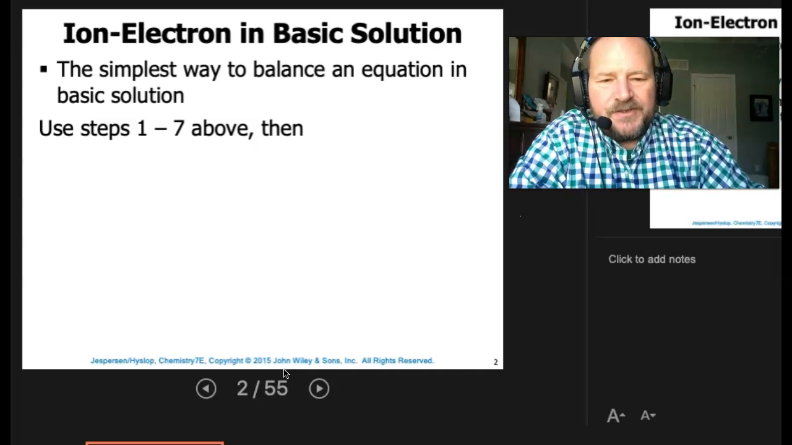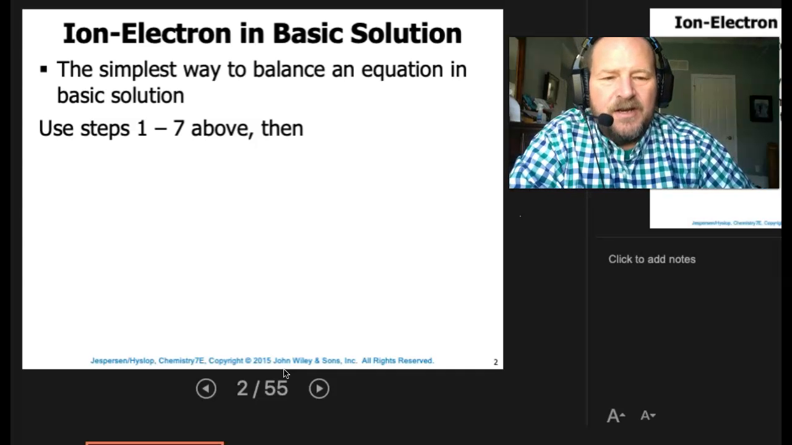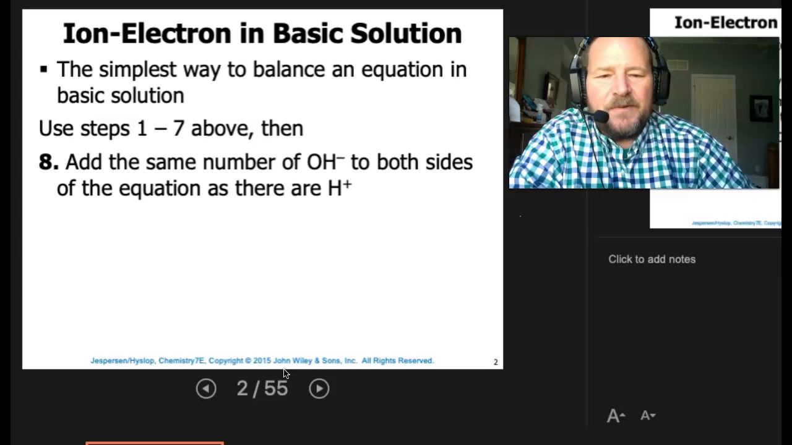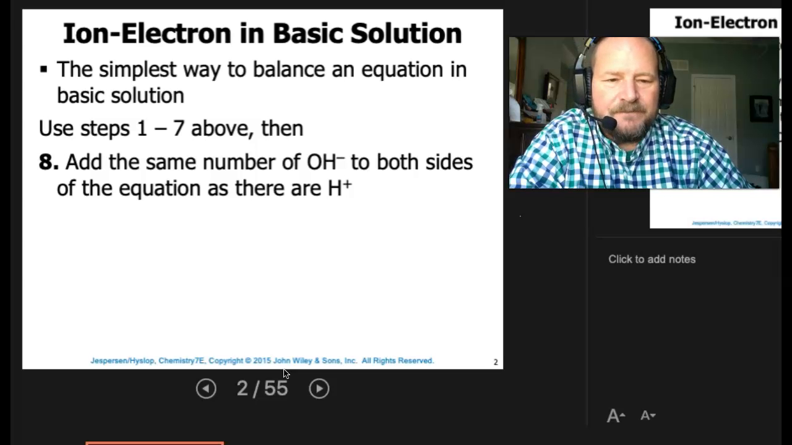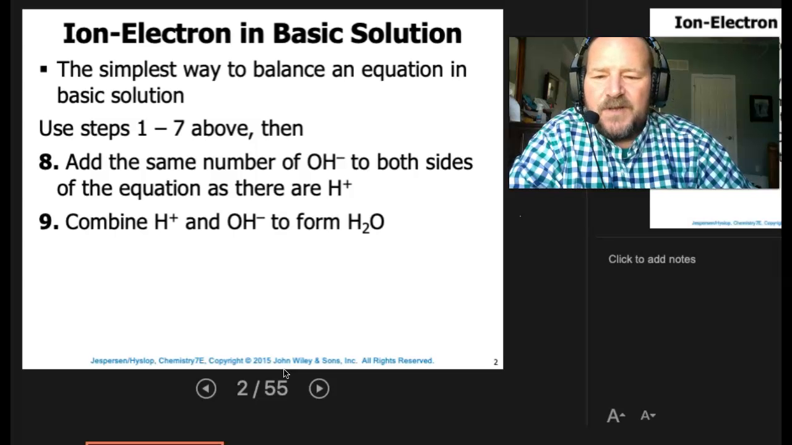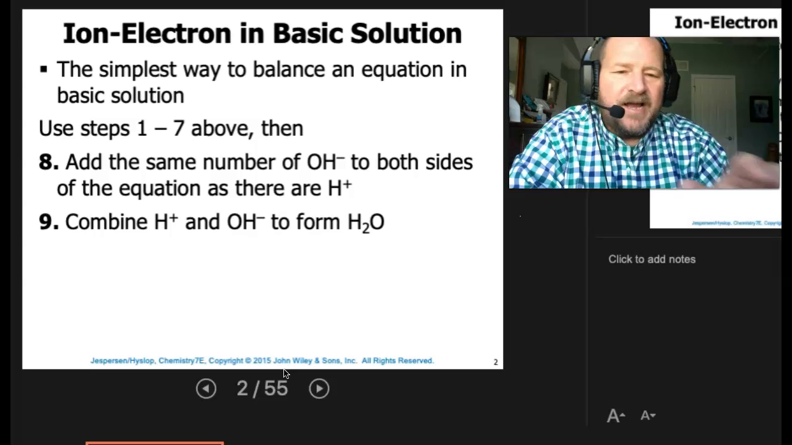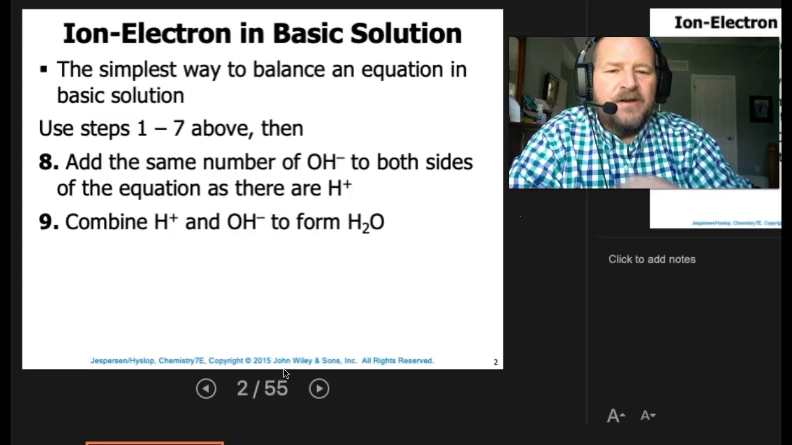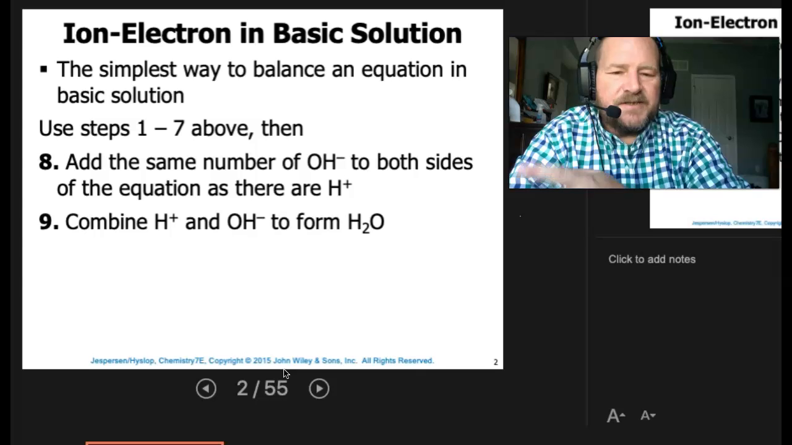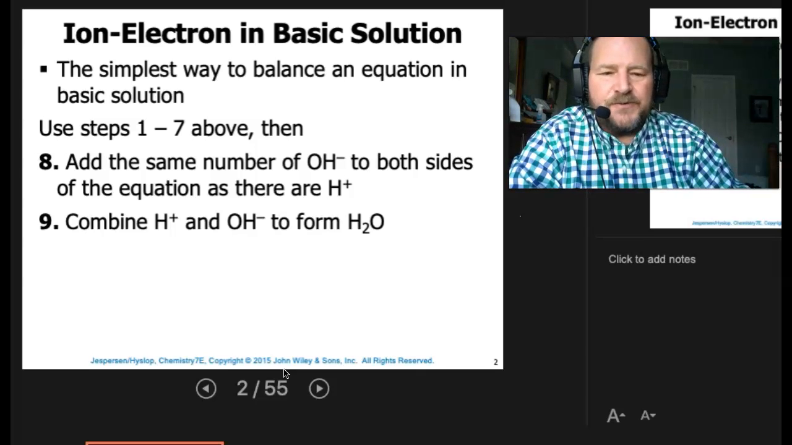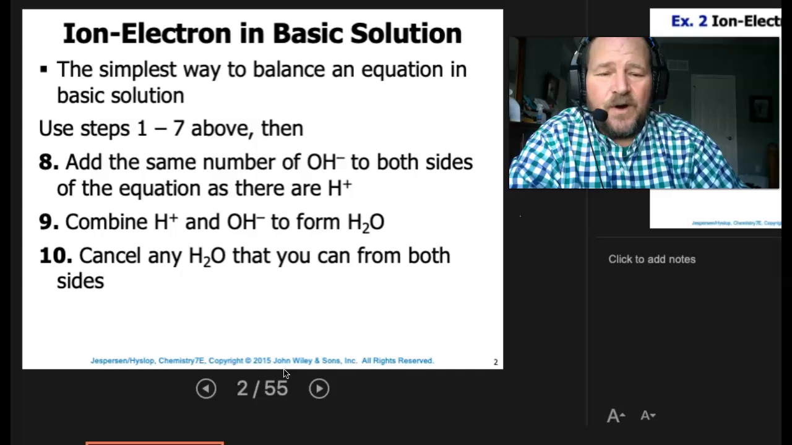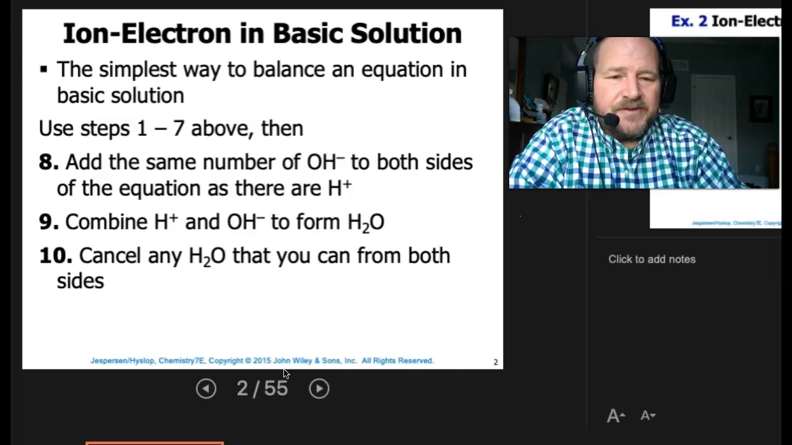Then once you've got it balanced in an acidic solution, the next thing you're going to do is add the same number of hydroxides to both sides of the equation as there is H plus. Obviously then the H plus and the OH minus will form water. Just like algebra, whatever we do to one side, we do to the other. So if we add 8 hydroxides to one side, we add 8 hydroxides to the other. The one side will turn all of the H plus into water, and now we have a basic solution. We'll cancel out any waters that may have been on the other side of the equation.